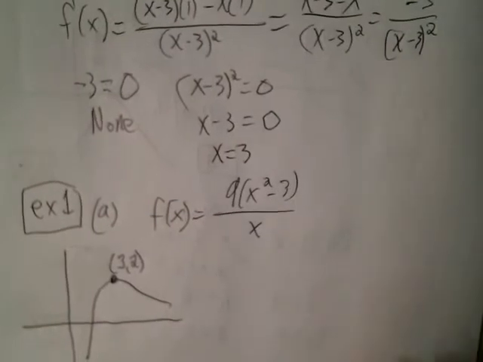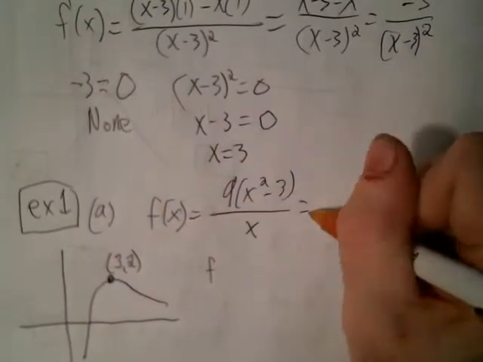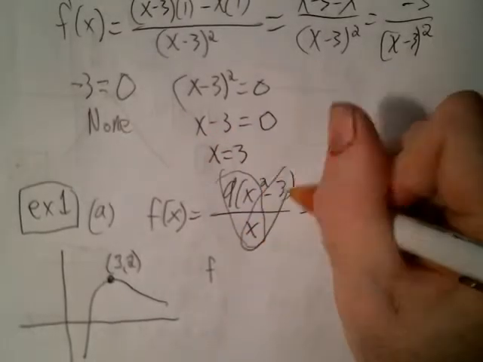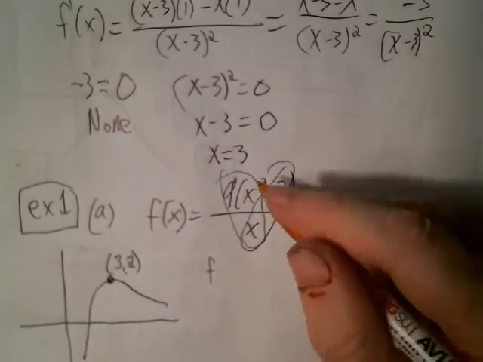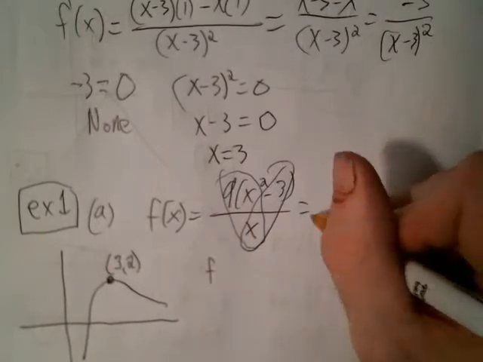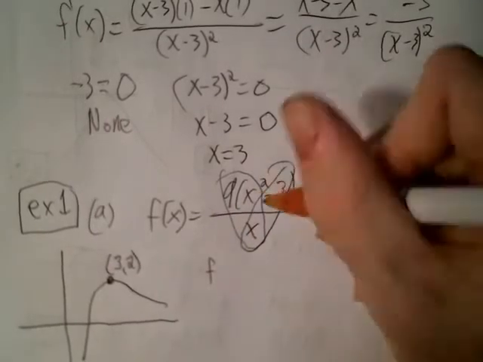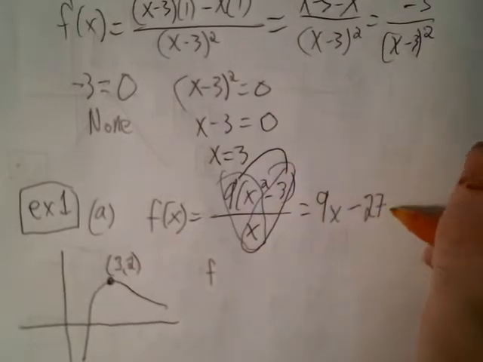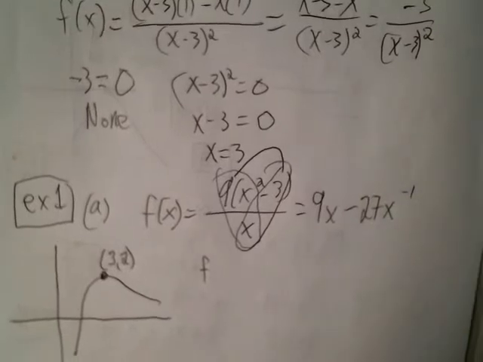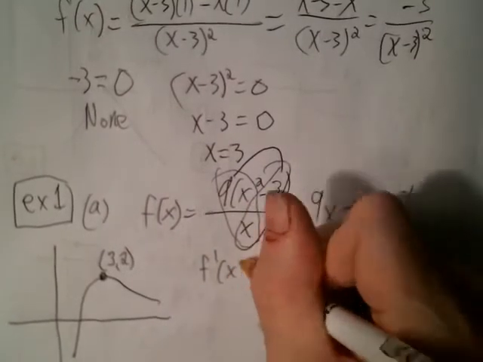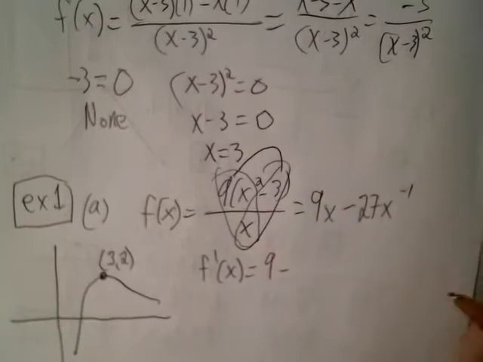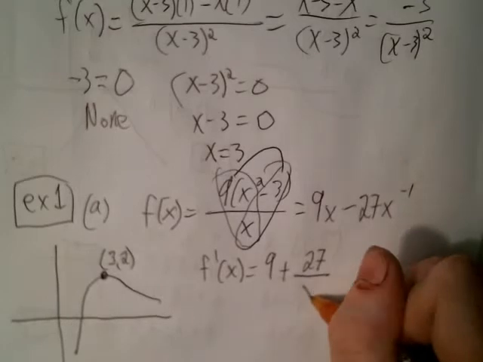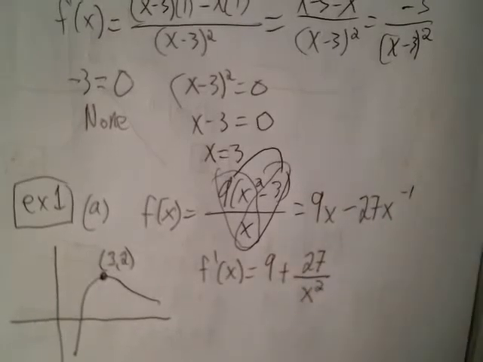Okay, so get the derivative. Maybe easier to split it up. So if you butterfly it, it'd be 9x squared over x, in other words 9x, minus, if you distribute, 27 over x, so minus 27x to the negative 1. And then the derivative f prime of x is going to be 9 plus 27x to the negative 2, which is just 27 over x squared.